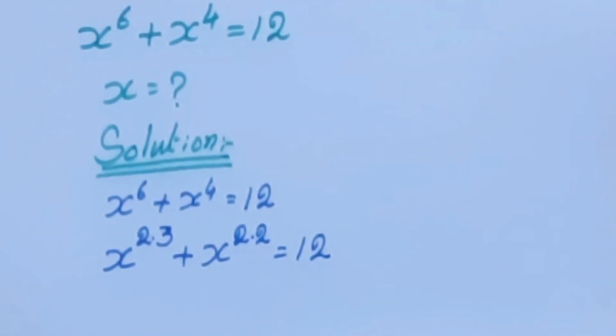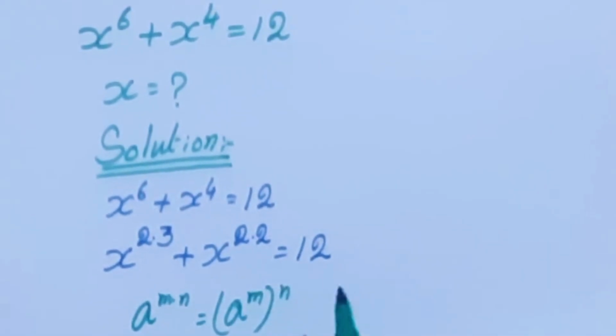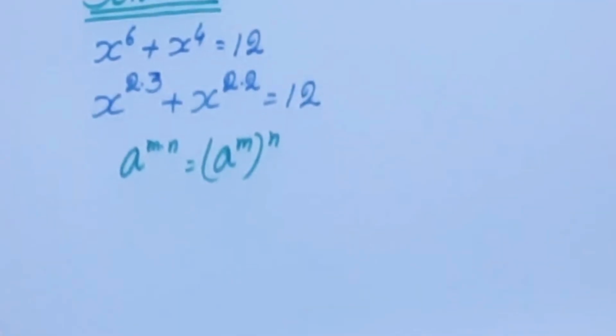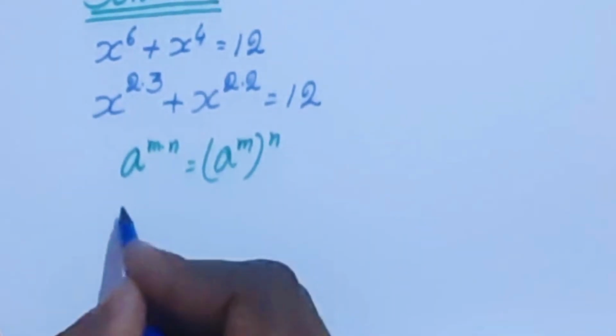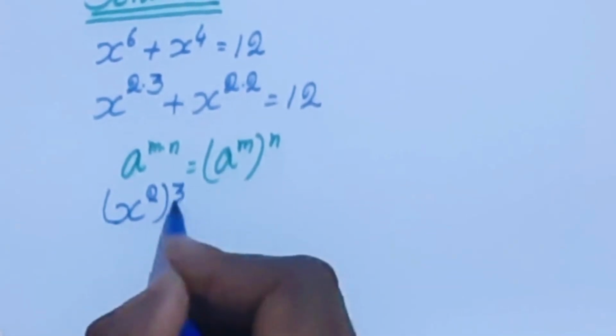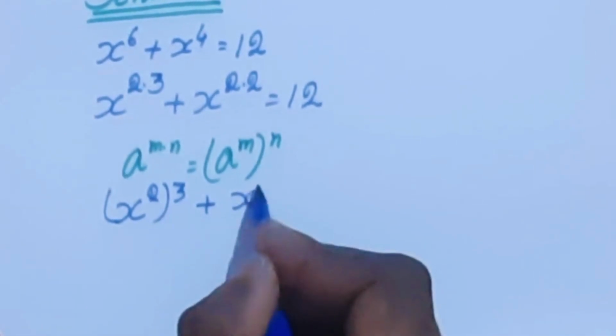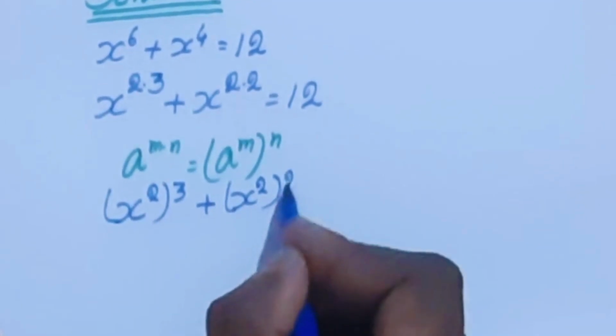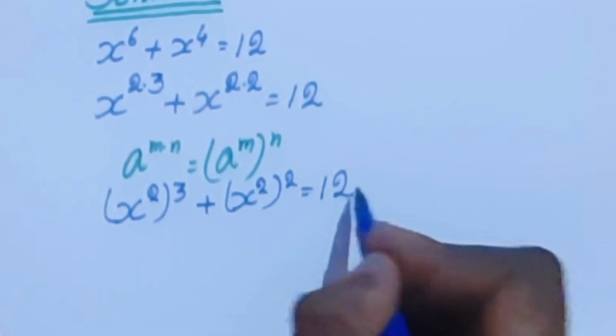As per the exponent identity that a power m times n equals a power m whole power n, we are going to apply this here. So we'll get x power 2 whole power 3 plus x power 2 whole power 2 equal to 12.